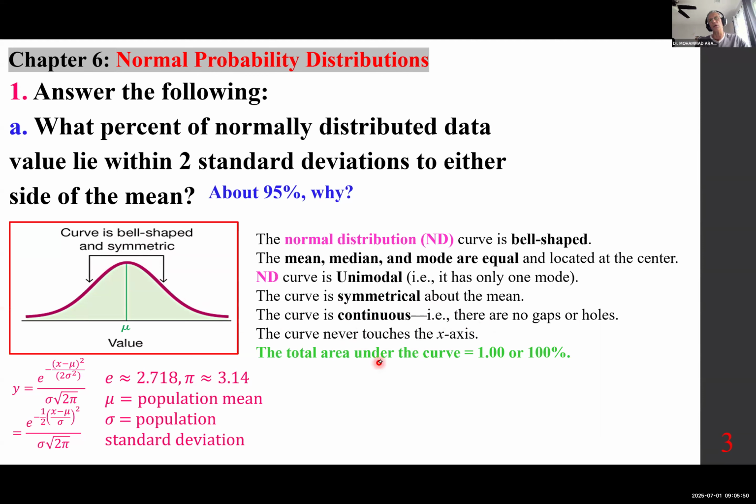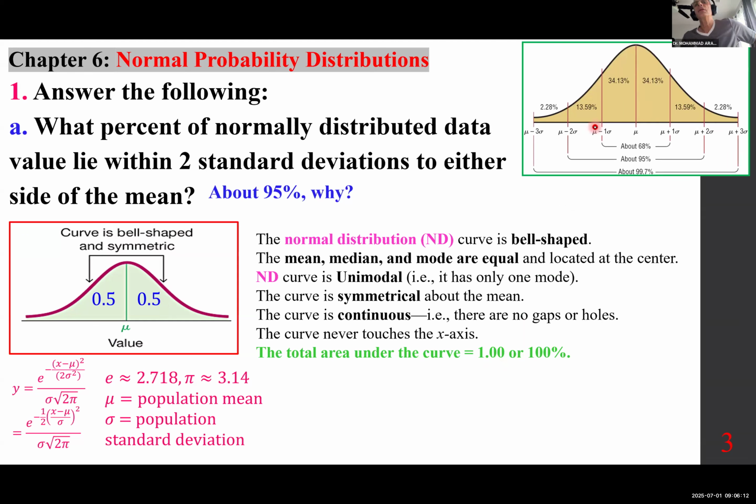The total area, which represents the total probability under the curve, equals 1 or 100%, which means each side must have an area of 0.5. So these are some of the properties that we should know.